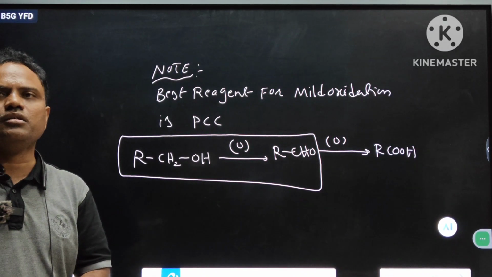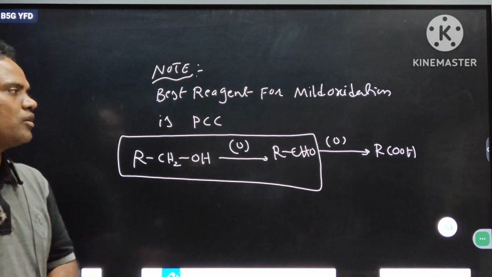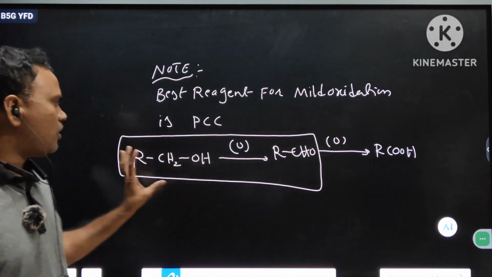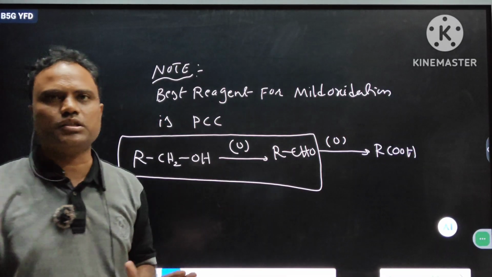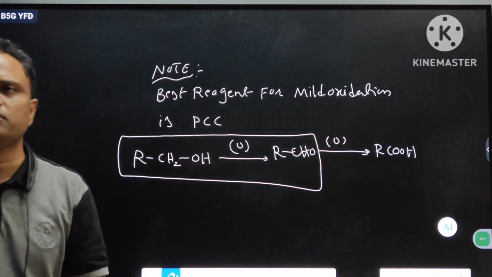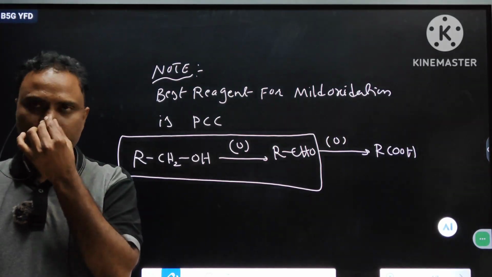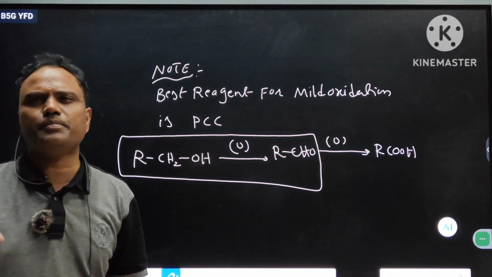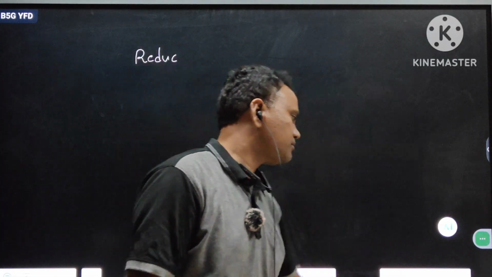What is the reason why PCC is preferred for the oxidation of alcohols? What is the reason? Over-oxidation product can be inhibited. Alcohol's final oxidation product is carboxylic acid. But when we use PCC, it stops at aldehyde only. Up to this only the reaction will take place. Here, over-oxidation product will be inhibited. Okay, right. We remember that point. Which of the following is the best reagent for the oxidation of alcohols? PCC. Okay, one model question, possible question.